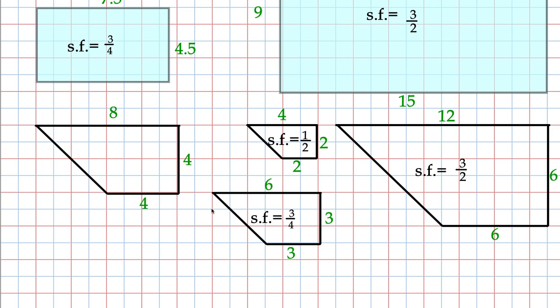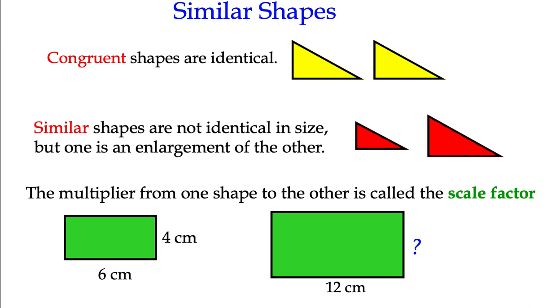So hopefully you get the idea that scale factor helps us to make a shape look bigger or smaller, and it keeps the same proportion. Just to summarize, congruent shapes are identical. Similar shapes are not always identical in size, but they have the same proportion, and one is always an enlargement of the other, and they have a common scale factor in all of their sides. That multiplier, the scale factor, if it's greater than 1, will enlarge. If it's less than 1, it will reduce. And the key thing that we can use, this is what we're going to do in the next lesson.